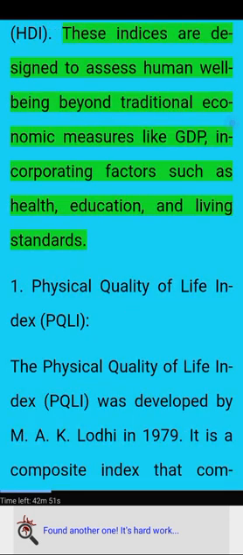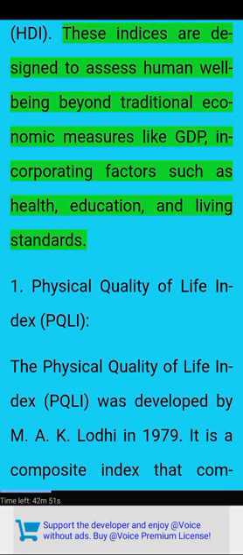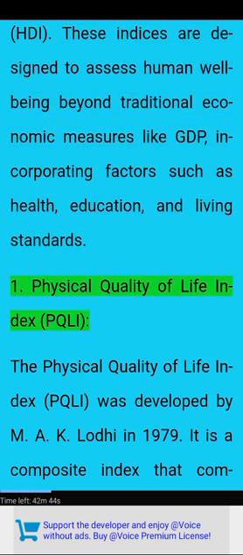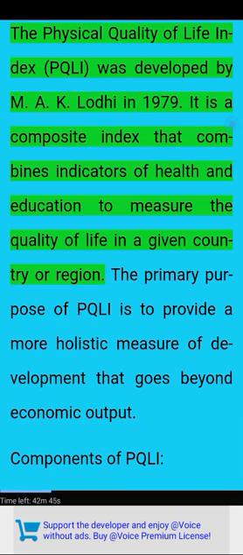These indices are designed to assess human well-being beyond traditional economic measures like GDP, incorporating factors such as health, education, and living standards. 1. Physical quality of life index (PQLI). The physical quality of life index was developed by M.A.K. Lodhi in 1979. It is a composite index that combines indicators of health and education to measure the quality of life in a given country or region.